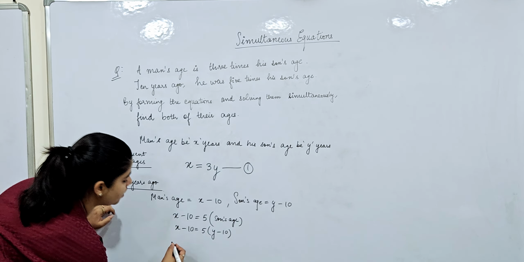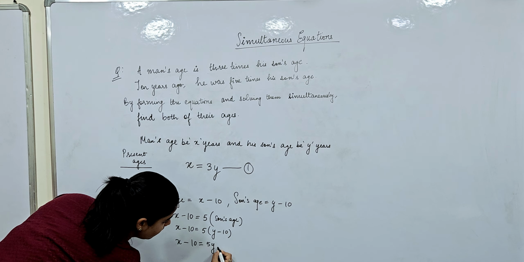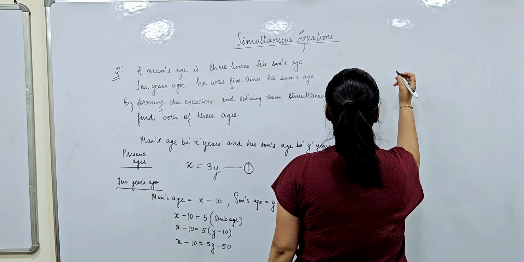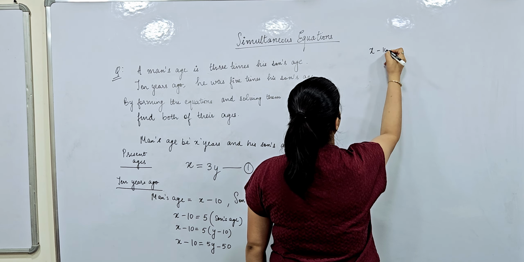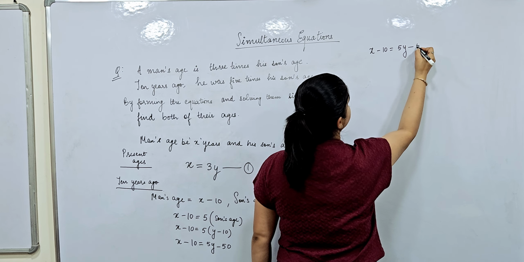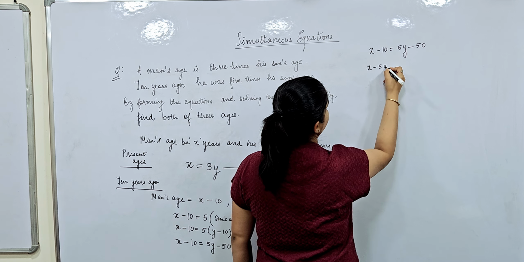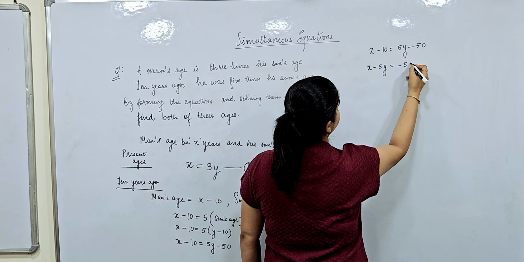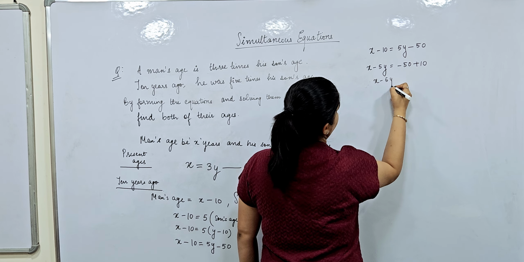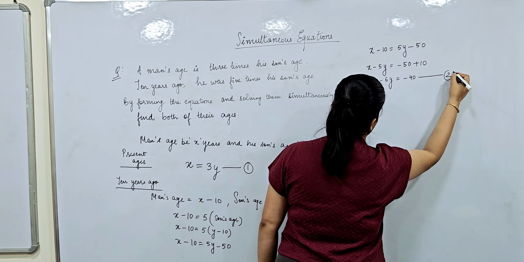Now we'll solve the equation. x minus 10 equals 5y minus 50. So let's write it here. x minus 10 is equals to 5y minus 50. Now let's rearrange it. x minus 5y is equals to minus 50 plus 10. So x minus 5y will be equals to minus 40. This is your equation number 2.